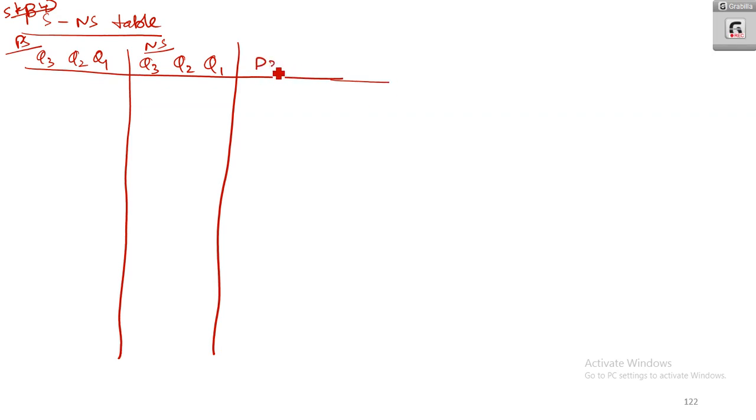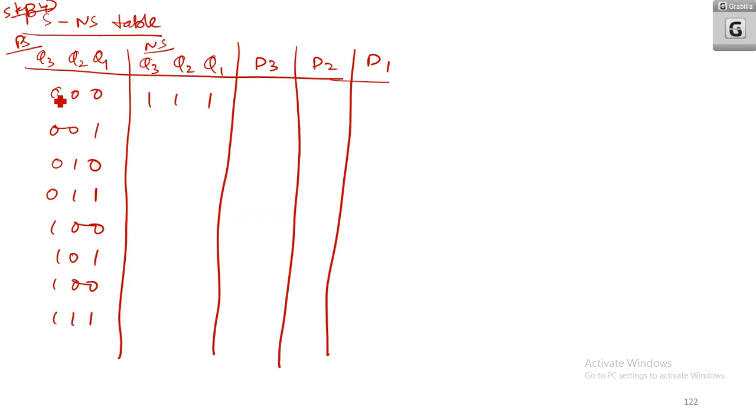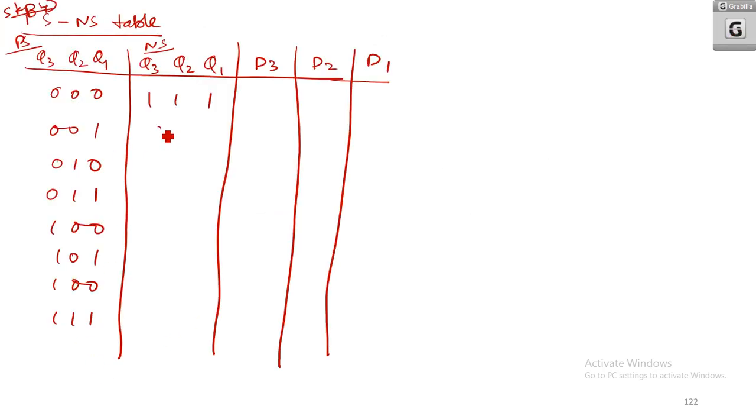So I am having D3, D2 and D1. So which are the states? 0, 0, 0, then 0, 0, what is the next state? 1, 1, 1. Now coming into 0, 1, that is 1, 2, 3, 4, 5, 6, and 7. Now if it is 1, what is the next state? If it is 1, next state is 0.